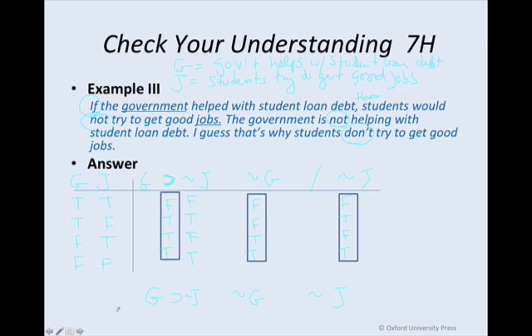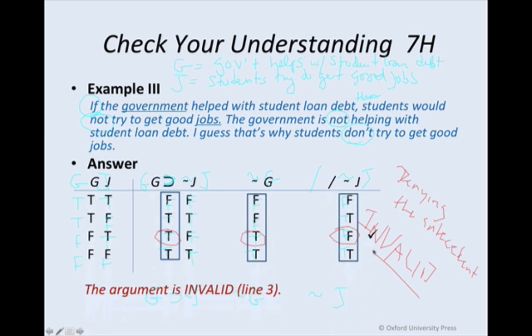Now let's see if there's a row on which the premises are true while the conclusion is false. And there is. Row number 3. This argument is what's known as denying the antecedent. We'll see this in chapter 8. The argument is invalid. All right, let's check out our work against the key. And we've got it right. Good work, everybody.